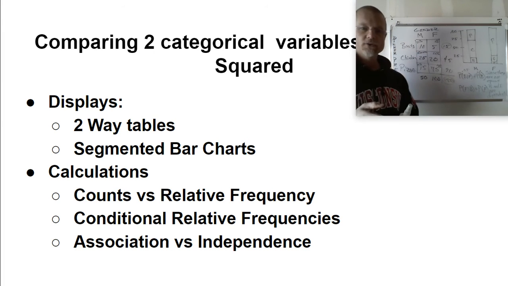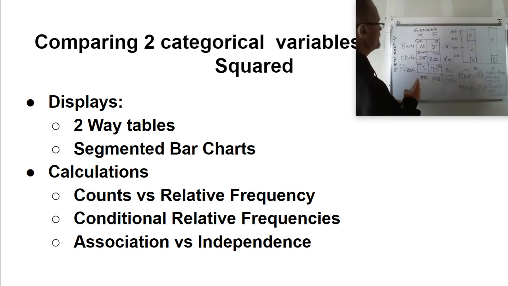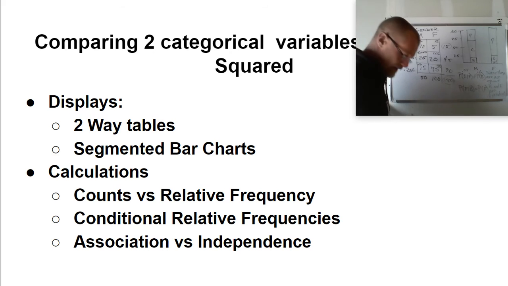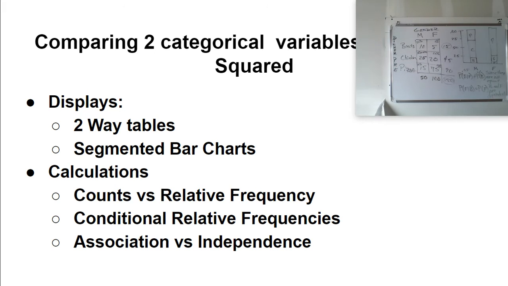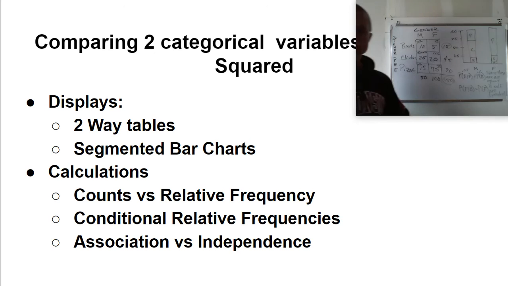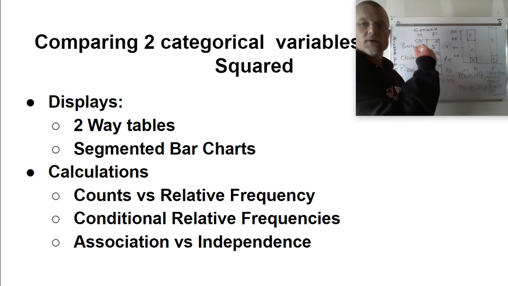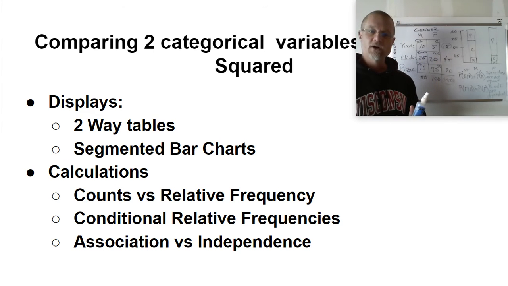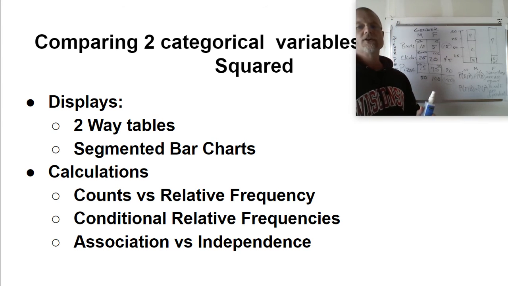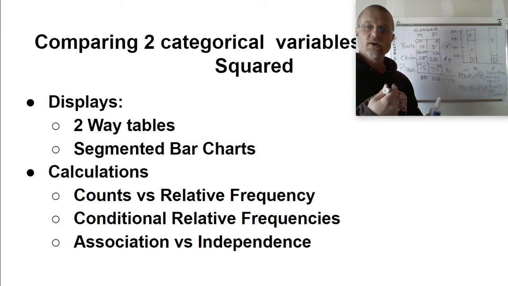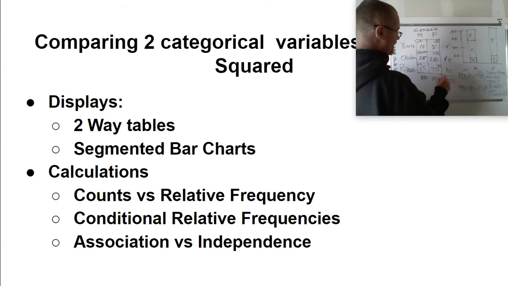So let's see, did we go through those things? Counts versus relative frequency. Oh, we didn't talk about overall relative frequency. Relative frequency just means what percentage of the total. When you talk about relative frequency, that's the percentage of the total, not the percentage of the column or the percentage of the row. If they're talking about conditional relative frequencies, now they're talking about the percentage of the row or the percentage of the column, depending on which one they want. So let's see, this is 10 out of 150.